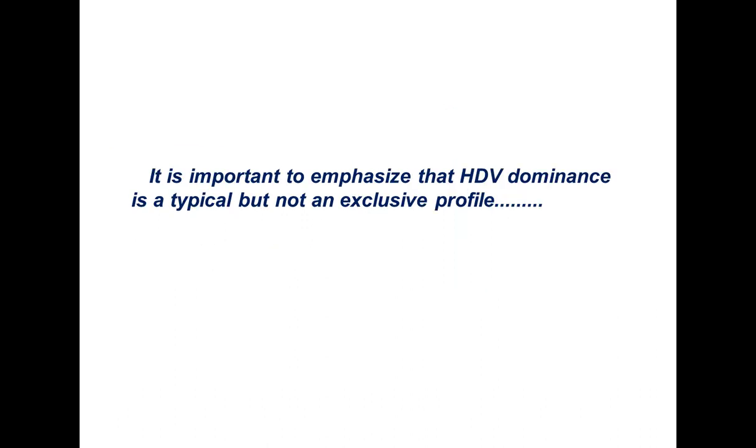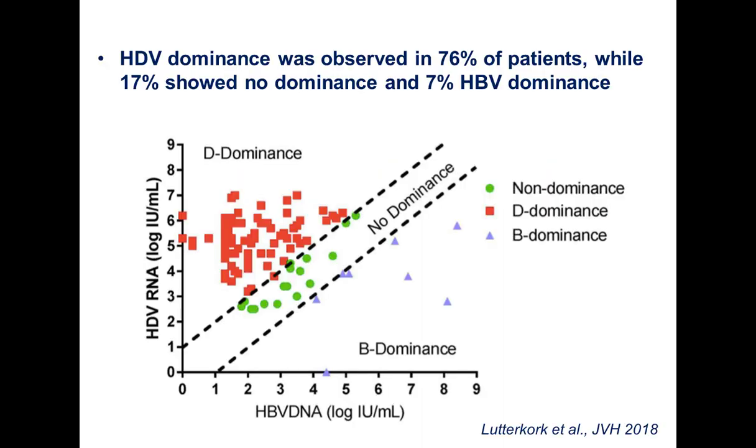However, it should be emphasized that HDV dominance is the typical, but not the exclusive, profile. In particular, as shown in this study, the majority of patients were characterized by HDV dominance. However, 17% of them showed no dominance of either HBV or HDV, and 7% of them showed HBV dominance.